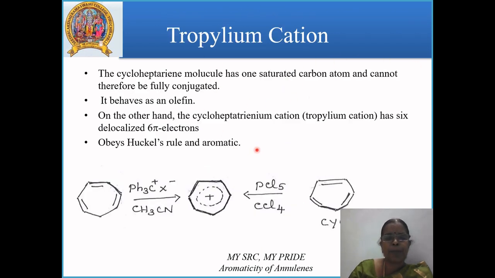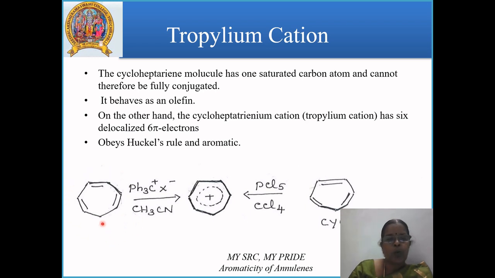Next one is the tropylium cation. Tropylium cation is a 7-membered ring. The ring contains 7 carbons. All the carbons are in the sp2 hybridized state. This one is not aromatic. What is this one?